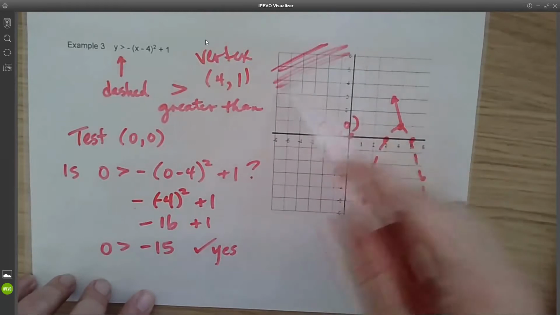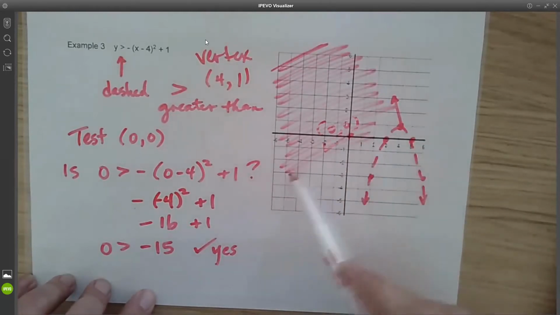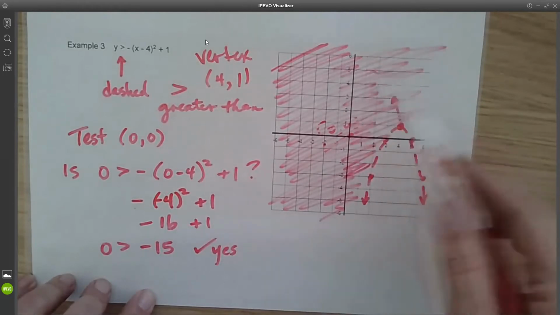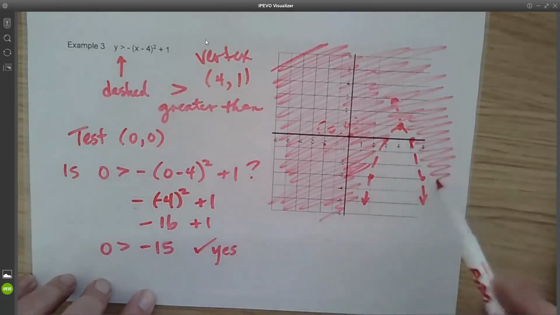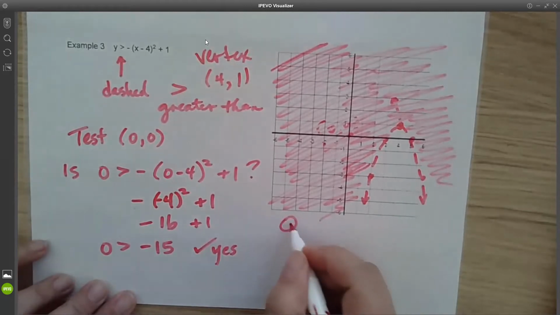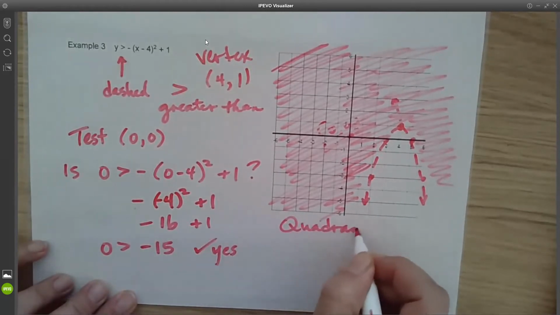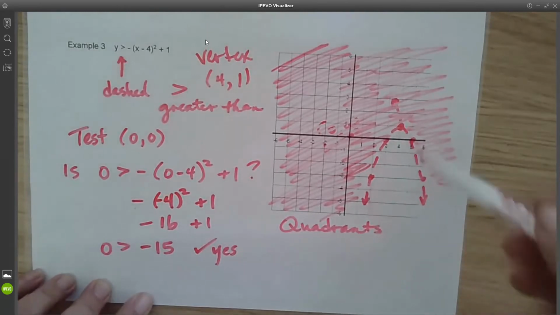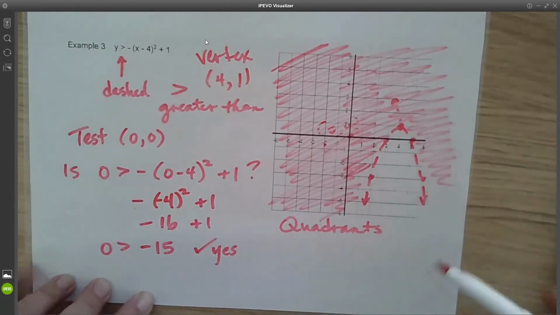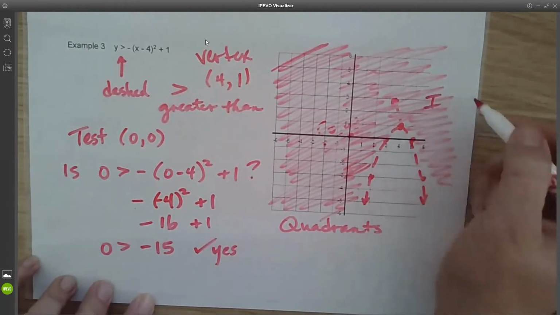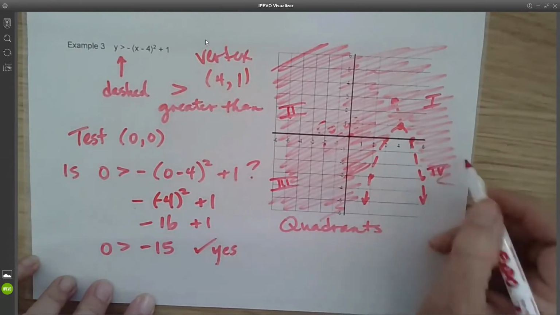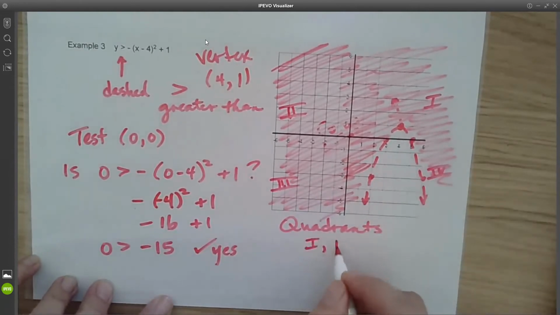So I can shade this in now. Everything outside the curve will be a solution. The last part is to list which quadrants contain solutions. And whenever you have a curve and you shade outside, you're going to have solutions in every quadrant. So that's how I list it: 1, 2, 3, 4.